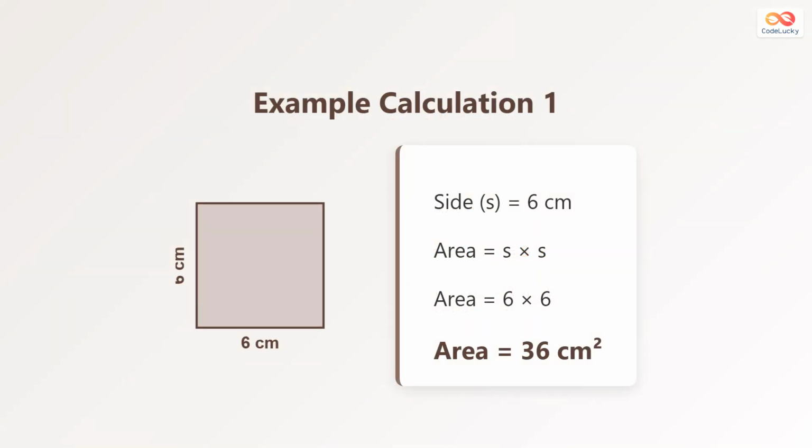Let us try an example. Suppose we have a square with a side length of 6 centimeters. To find the area, we multiply 6 by 6. The result is 36. And do not forget the units. The answer is 36 square centimeters.